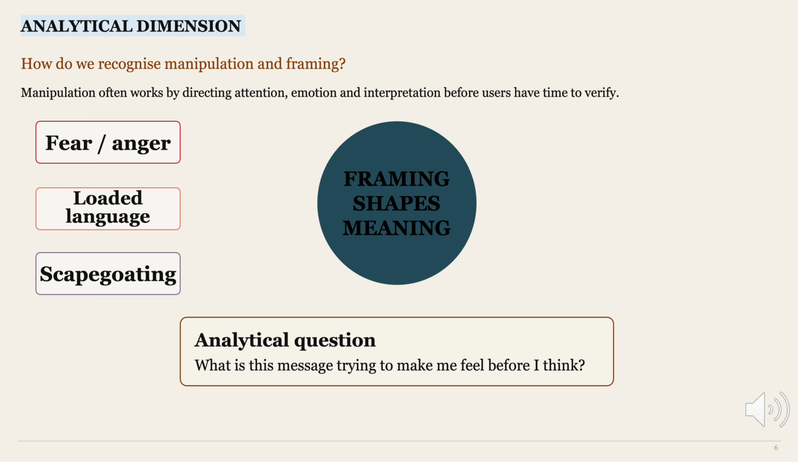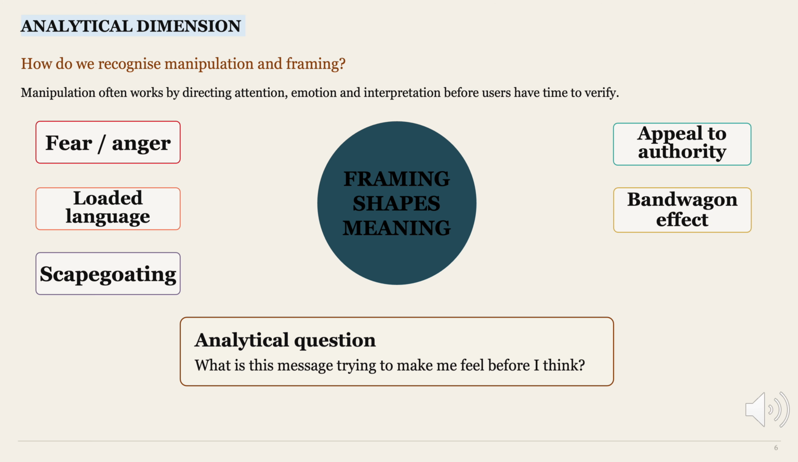Other techniques include appeals to authority, where a message borrows credibility from a public figure or institution, the bandwagon effect, where users are encouraged to believe something because everyone else seems to believe it, or missing context, where only parts of the facts are presented. If a message creates a strong emotional reaction, that is exactly the moment when users should pause and evaluate more carefully.